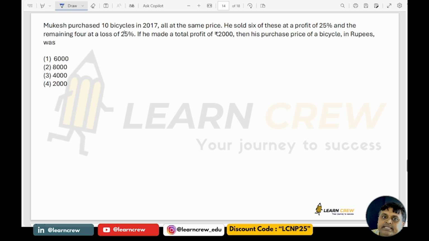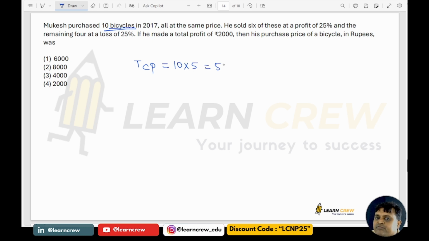Mukesh purchased 10 bicycles in 2017, all at the same price. He sold 6 of them at a profit of 25% and the remaining 4 at a loss of 25%. He made a total profit of 2000 rupees. Then his purchase price of a bicycle in rupees is how much? So total he is buying how many bicycles? 10 bicycles. So total cost price would be, I am taking each bicycle as 5 rupees.